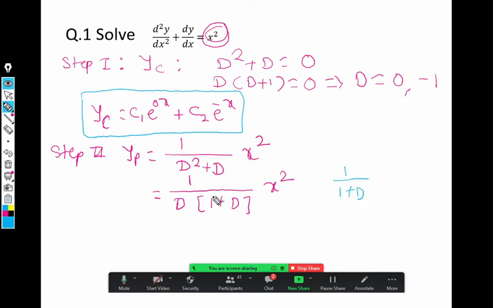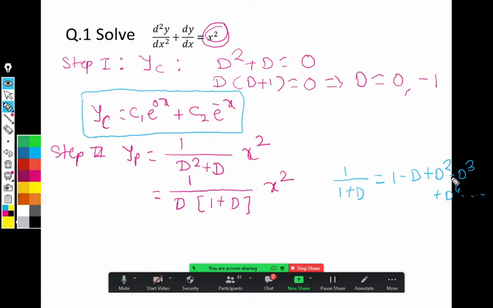Now the most important step: we came across 1 upon 1 plus D. So what is the expansion? It is 1 minus D plus D square minus D cube plus D4 minus, and so on. But you can observe it is x square. What is the first derivative of x square? It is 2x. Second derivative is 2. What about the third and higher order derivatives? All of them are 0. So D cube is 0, D4 is 0. There is no need to write all these higher order terms.